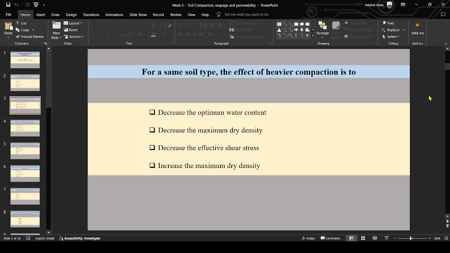For the same soil type, the effect of heavier compaction is to. Now this is a multiple select question, MSQ, so more than one option might be correct. The options are: decrease the optimum water content, increase the maximum dry density, decrease the effective shear stress, increase the maximum dry density.